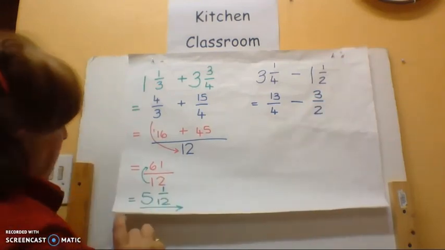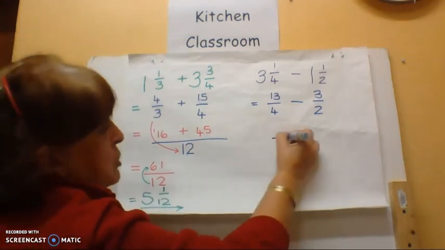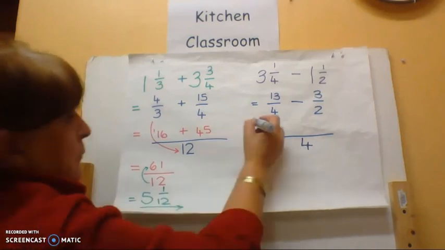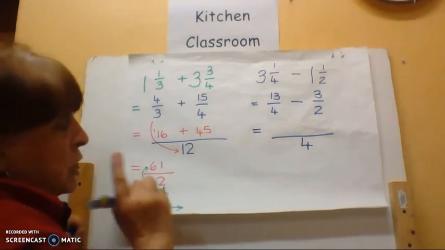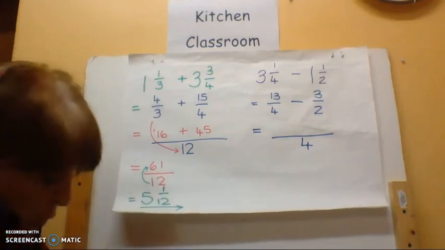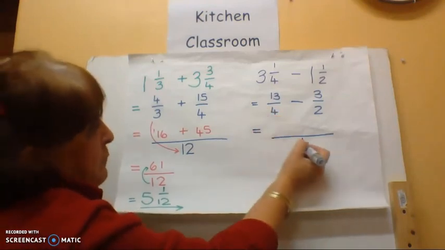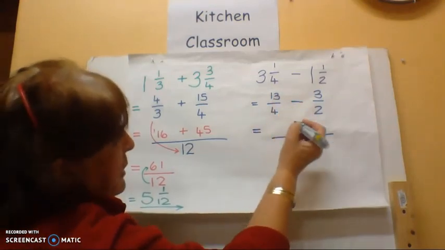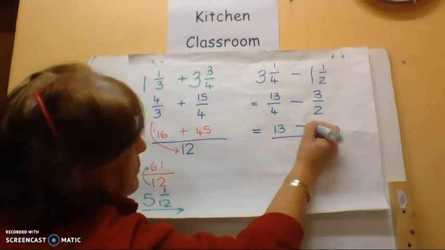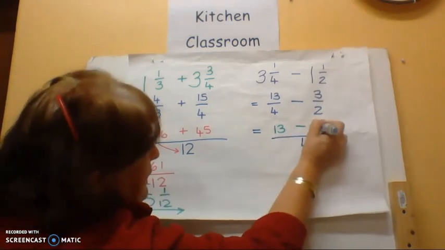I cannot subtract them as they stand. I need to find my lowest common multiple, which is going to become my lowest common denominator, which is 4. Now I'm going to change both of those fractions into an equivalent fraction with a denominator of 4. 4 will divide into 4. 1 times 13 is 13. Subtract. 2 will go into 4. 2 times 3 is 6.